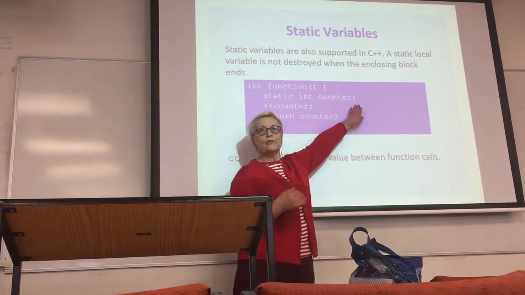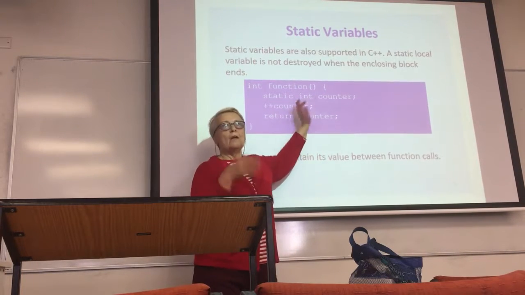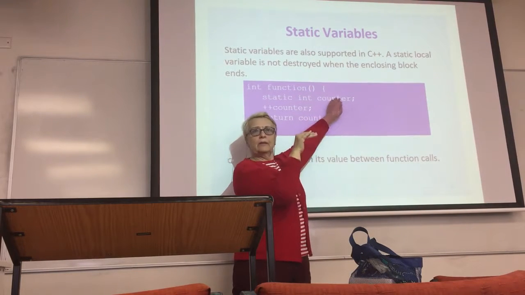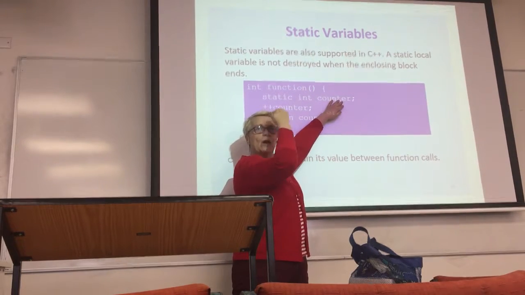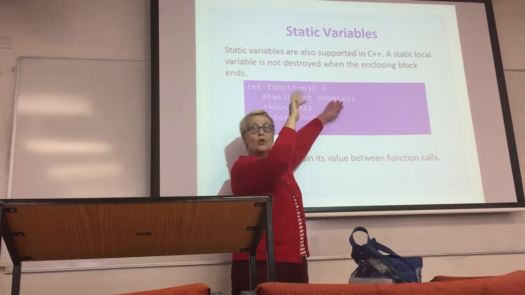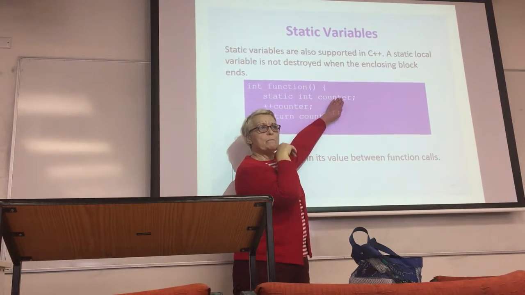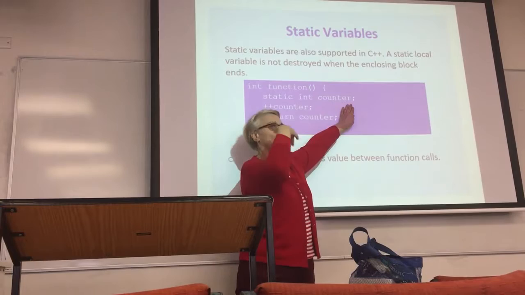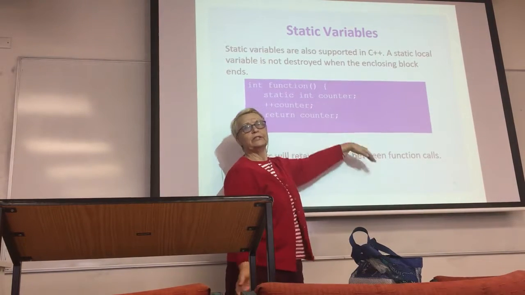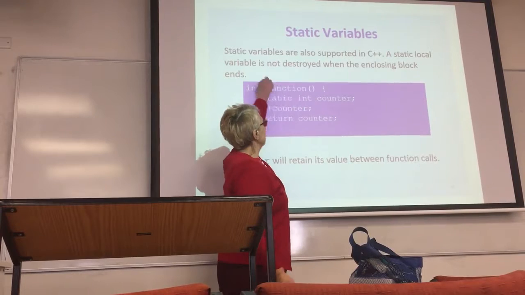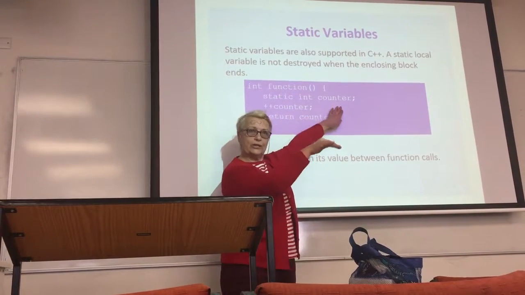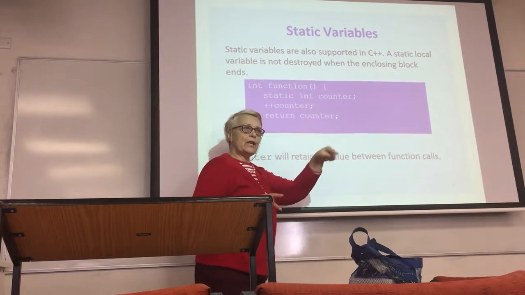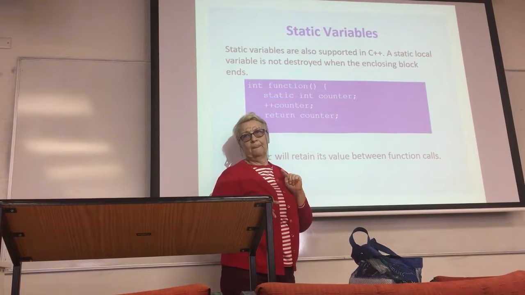Counter is a local variable defined inside the function, but memory is allocated before main starts, like global variables. This is one feature. The memory for these static variables is allocated before the program starts running, because the system reads the function and finds that this is static. The second feature is that this variable preserves its value between function calls.